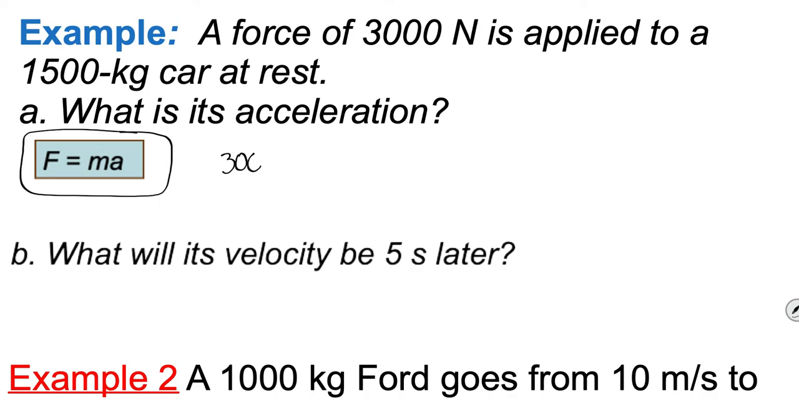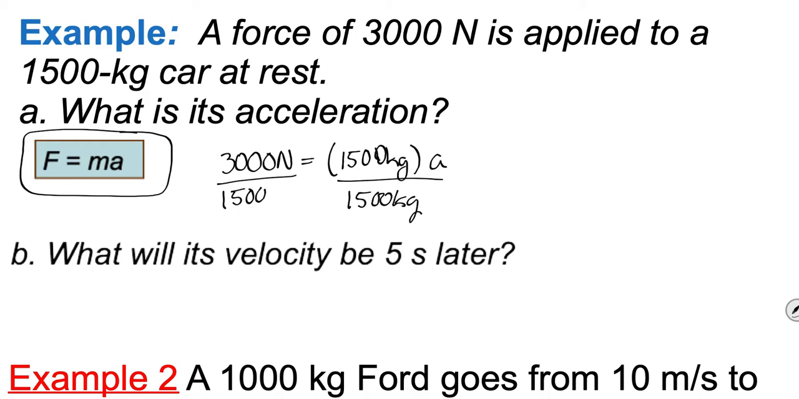So your force is 3,000 newtons. Your mass is 1,500 kilograms. And our acceleration is what we're trying to figure out. So a little math here, a little algebra. Divide the 1,500 from both sides. And we get an acceleration of 3,000 divided by 1,500 is 2 meters per second squared.